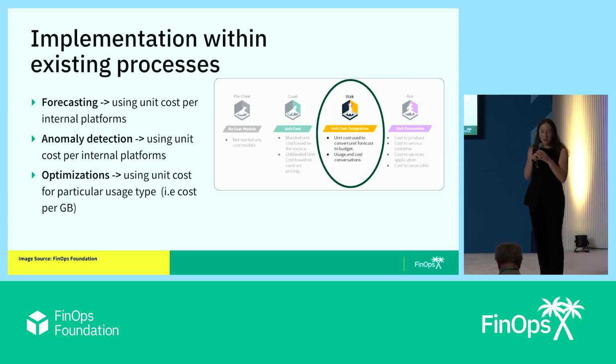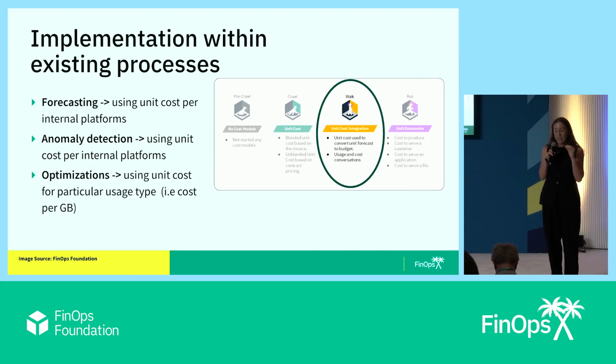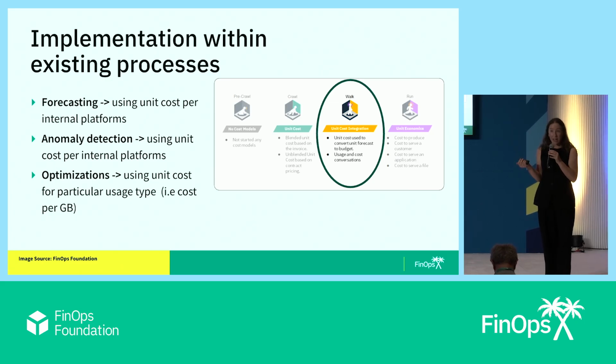So we've taken a look at defining those unit costs, but now we can look at how we can implement it within existing processes. Rather than thinking about unit costs as something completely new, it's often easier to start off with processes that teams already know and act upon, that we already have in our FinOps space, and then ask what unit cost can naturally fit in here.